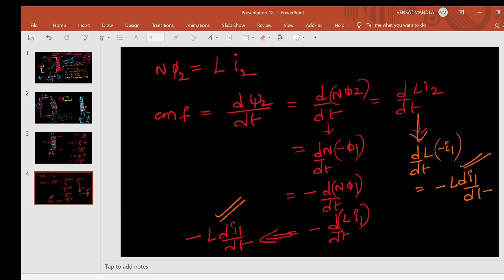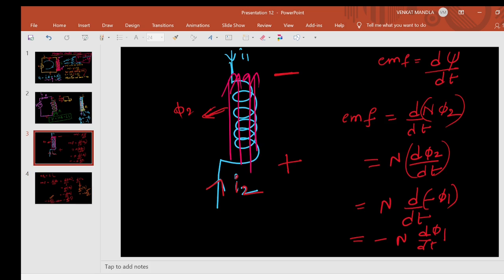This is the EMF. But we are assuming that this inductor is a passive element, right? So for a passive element, current must enter at the positive terminal. This is the induced EMF, and it is due to the induced current I2. So current must enter at the positive terminal. That is why I have put positive here and negative here. I'm assuming that this is the positive terminal. This is a passive element, right?